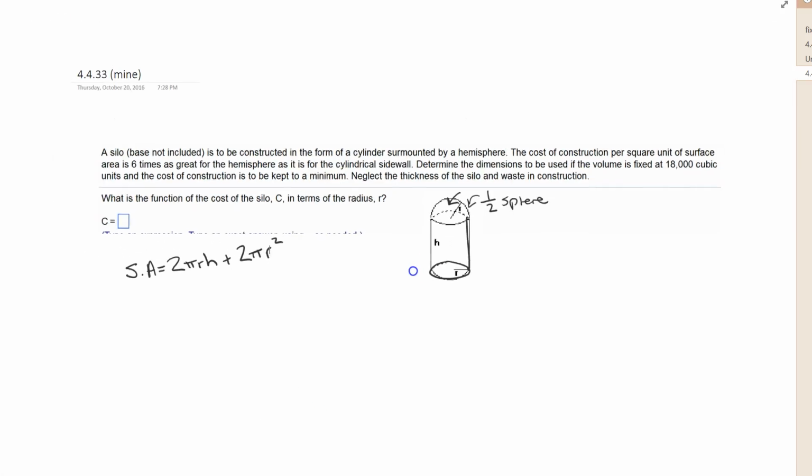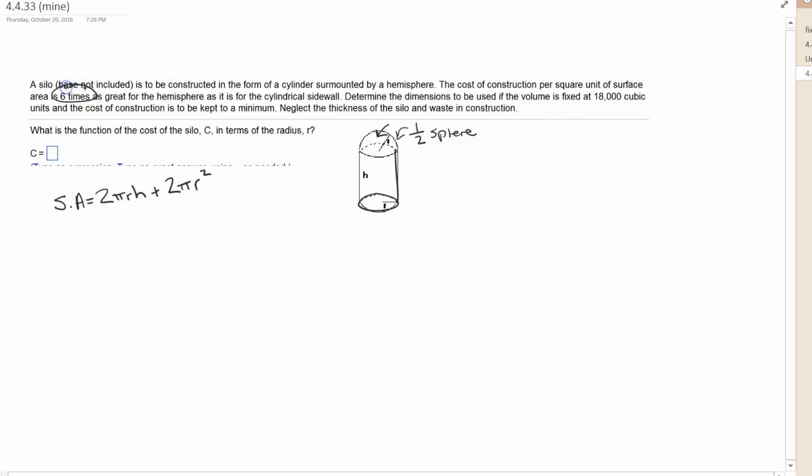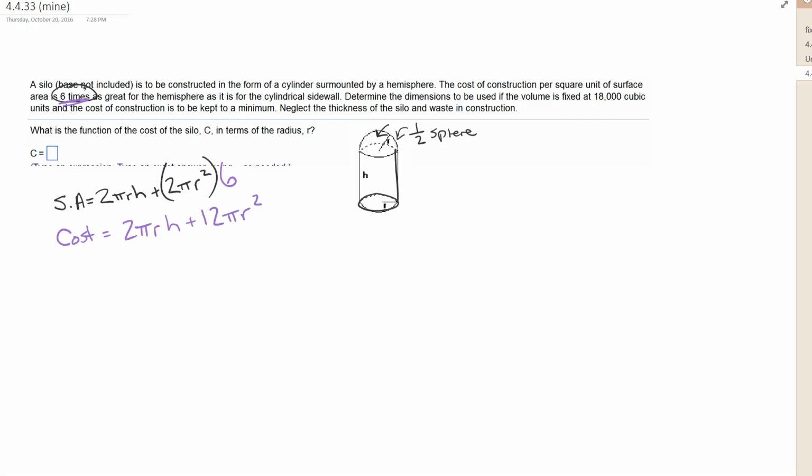On my problem, it says it costs 6 times as much to create the hemisphere as the cylinder sidewalls. So if I want to make it the cost function, when I take the 6 in here, that is going to change the surface area into a cost function. So the cost is 2 pi r h plus 12 pi r squared. So now I have a cost function.